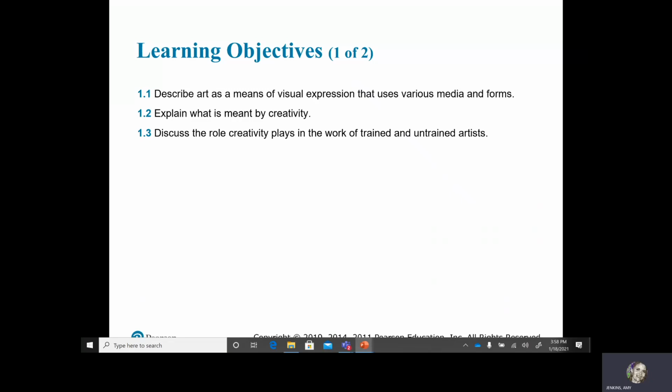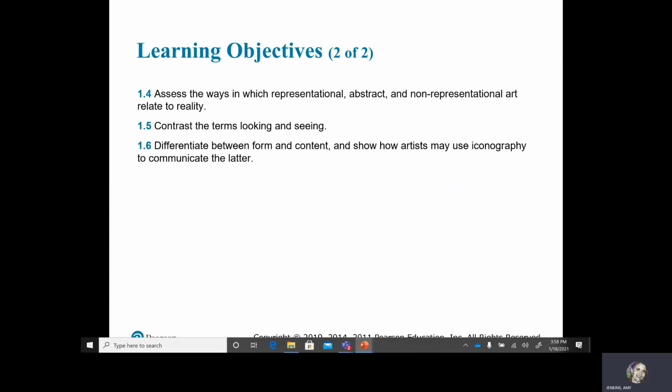1.2, explain what is meant by creativity. 1.3, discuss the role creativity plays in the work of trained and untrained artists. 1.4, assess the ways in which representational, abstract, and non-representational art relate to reality.